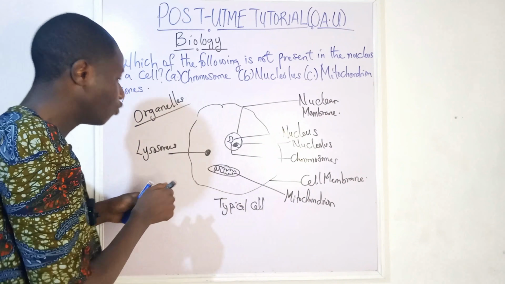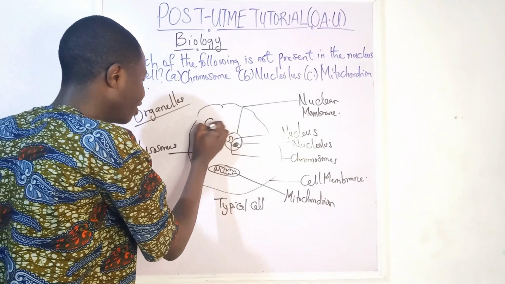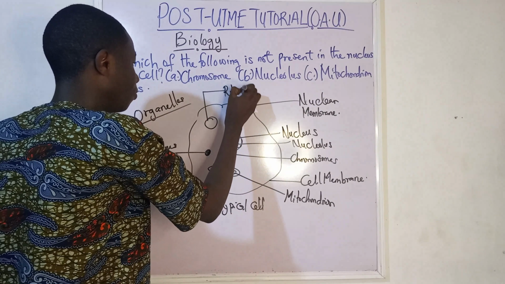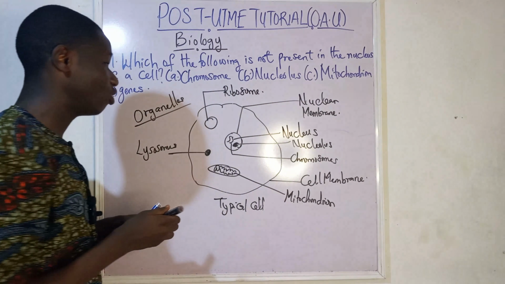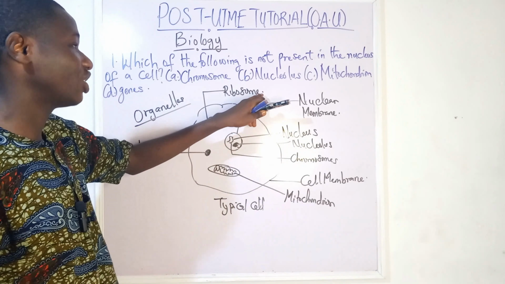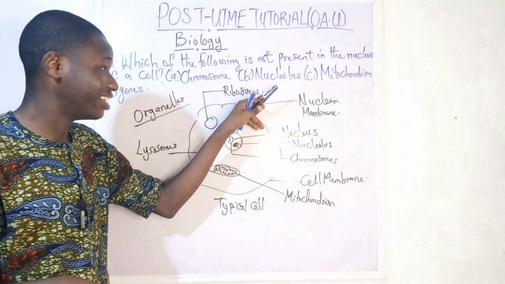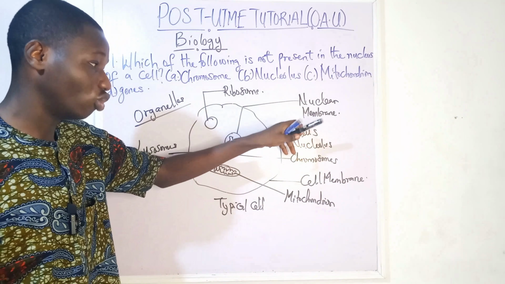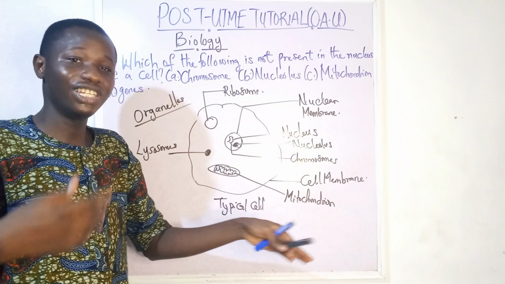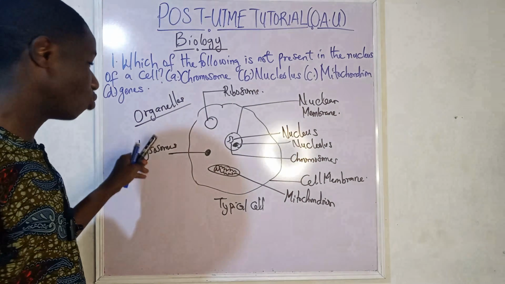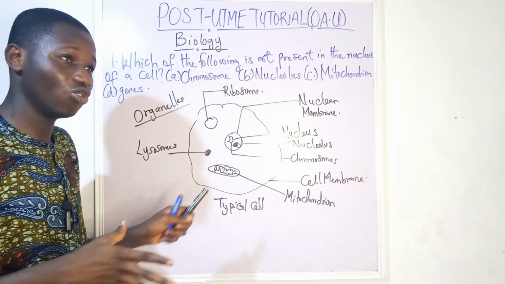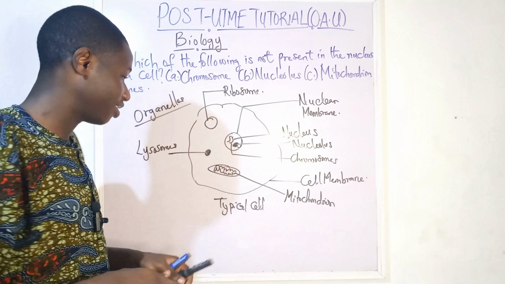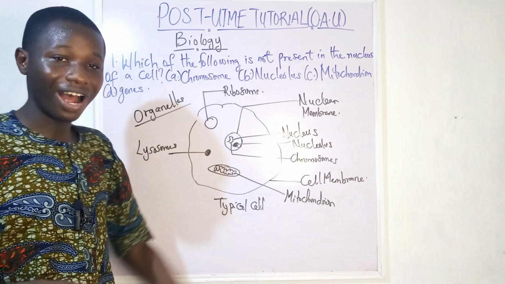Now, if you look at this, we still have what we call the ribosome. The ribosome. So this ribosome, what it does is that it helps in manufacturing protein. It helps in the synthesis of protein. Don't forget, nucleus. What's the function of nucleus? It helps to control the activities of the cell. Lysosomes, digestion, it contains some digestive enzymes and other things like that. Then mitochondria is the powerhouse of the cell.